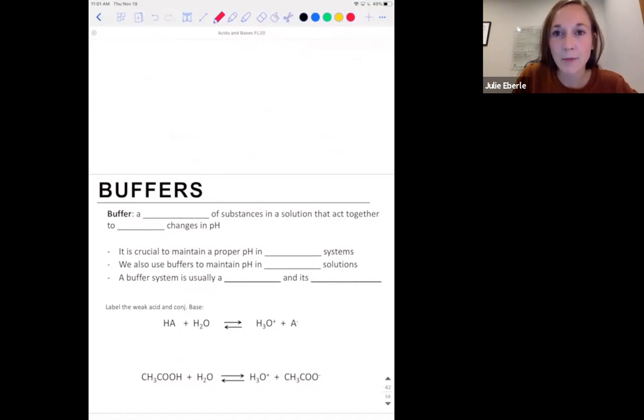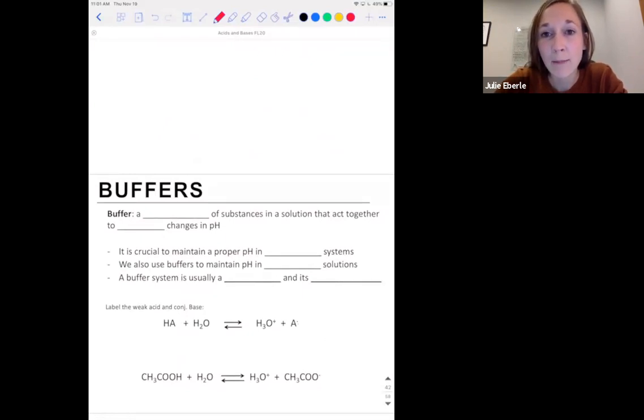With that said, I can promise you, you can take this to the bank. There will be a buffer problem on exam 4. I tell my students that every year, trying to give you a heads up. They are a 3-part problem, okay? Buffer problem will be on exam 4. Write that down somewhere, on whatever you're going to study. Remind yourself. It's a 3-part problem.